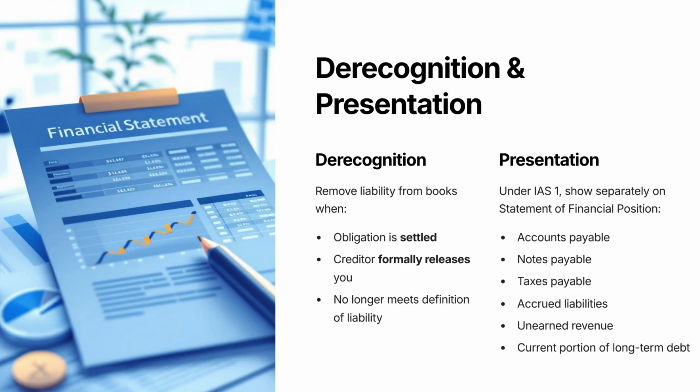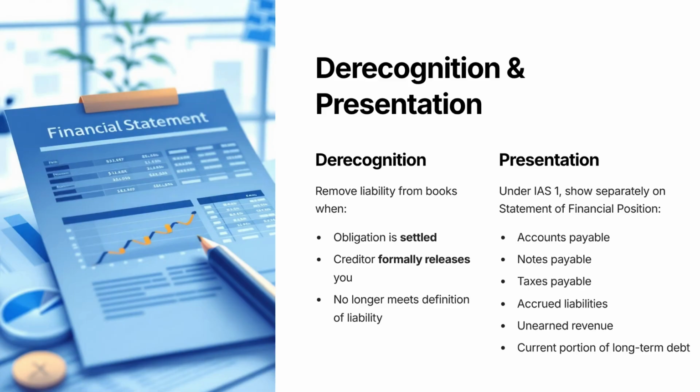Now let's see how we show these on financial statements. Under IAS 1, current liabilities must be shown separately from non-current ones on the statement of financial position. Common line items include accounts payable, notes payable, taxes payable, accrued liabilities, unearned revenue, current portion of long-term debt. For straightforward liabilities like accounts payable, disclosure is simple.